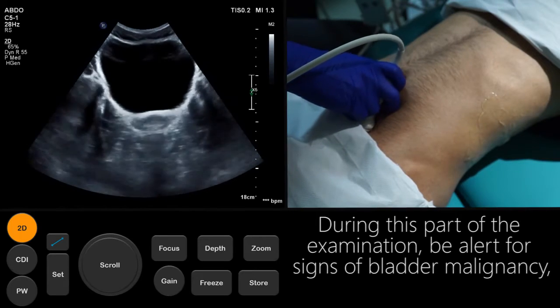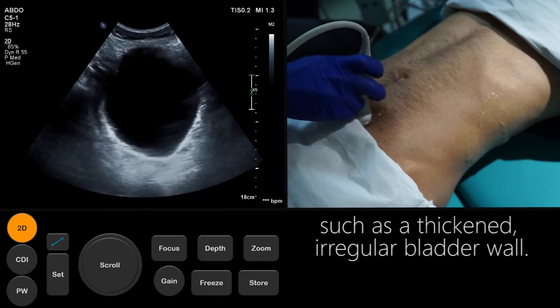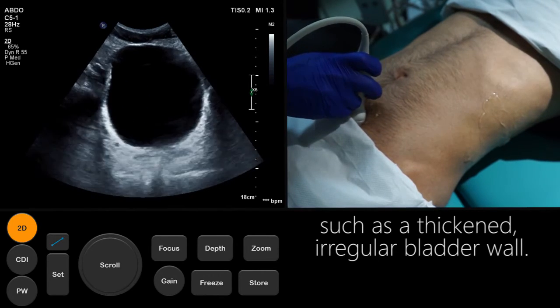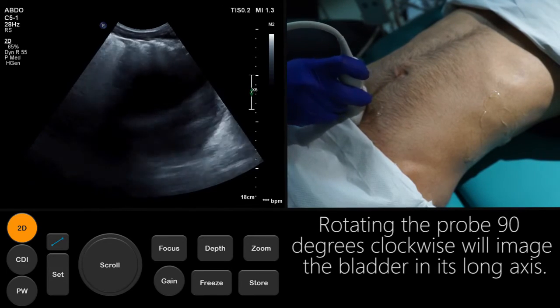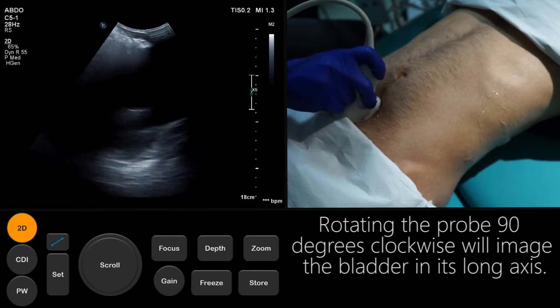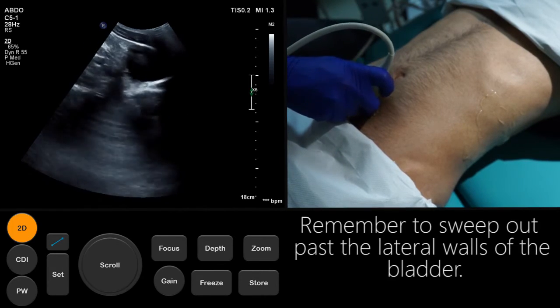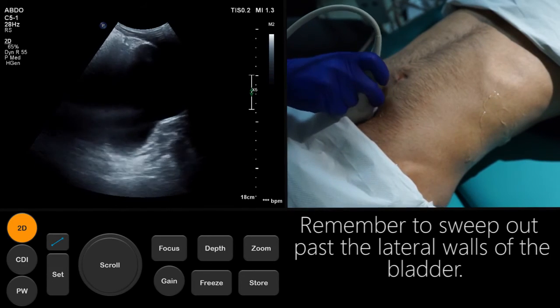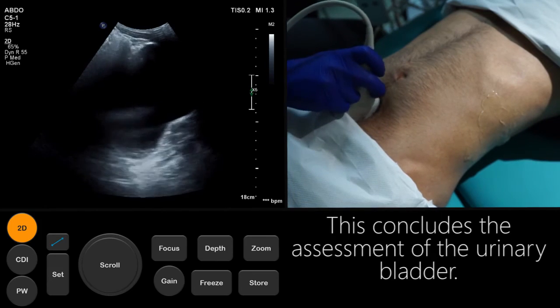During this part of the examination, be alert for signs of bladder malignancy, such as a thickened, irregular bladder wall. Rotating the probe 90 degrees clockwise will image the bladder in its long axis. Remember to sweep out past the lateral walls of the bladder. This concludes the assessment of the urinary bladder.